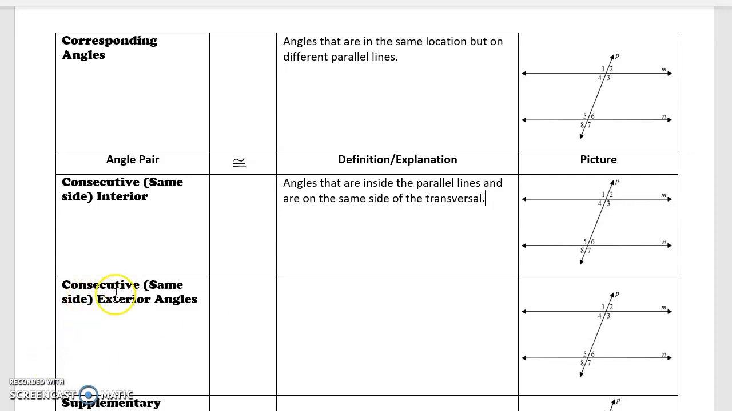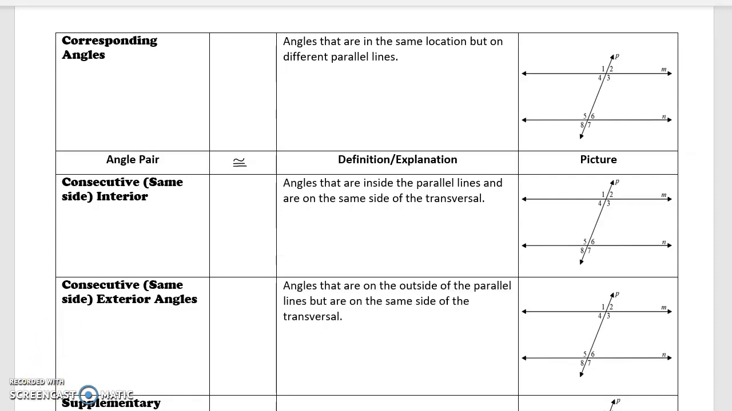All right, now we're going to go to consecutive same side exterior angles. Consecutive same side exterior angles, just like it sounds. If you have an understanding of what consecutive same side interior angles are, then you should have an understanding of consecutive same side exterior angles. So we're going to pause the video. Teacher, please check to make sure that the students are writing down what they're supposed to write down. Sometimes they take a break and they don't write down what they're supposed to write down. So please check to make sure they're writing down what they're supposed to write down.